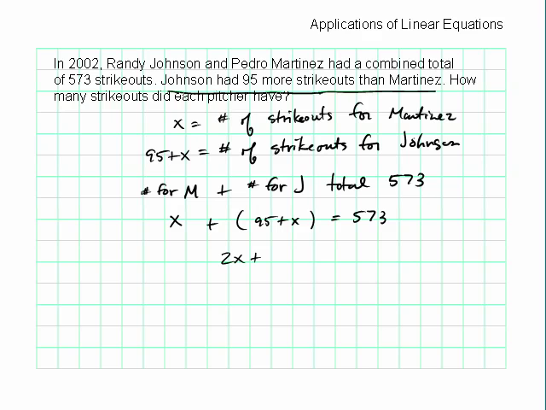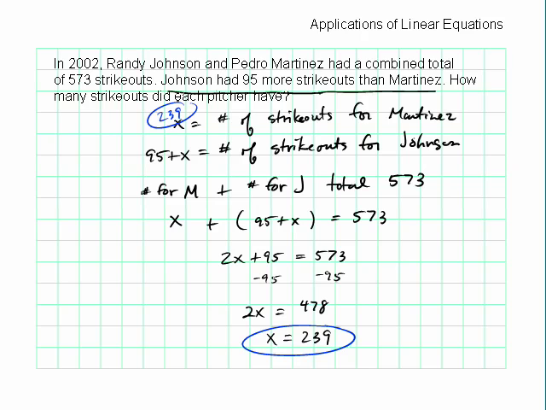This is 2x plus 95 equals 573. Subtract 95 from both sides. 2x equals, using my calculator here, 478. Divide that by 2, and we get x equals 239. So if x is 239, that's the number of strikeouts for Martinez. So for Johnson, that would be 95 plus 239, which totals 334.